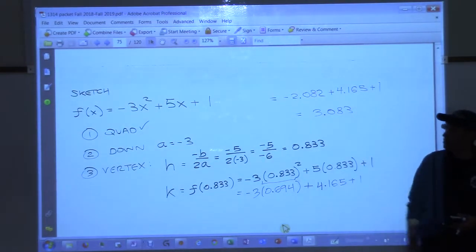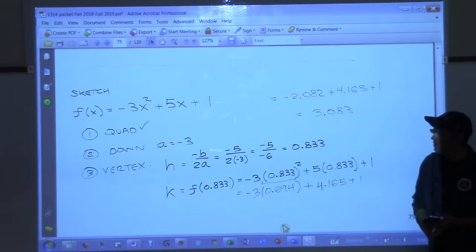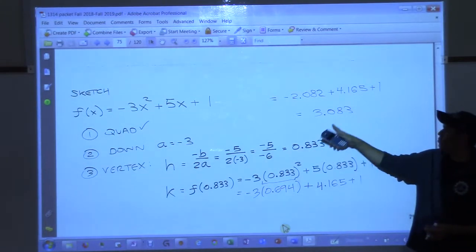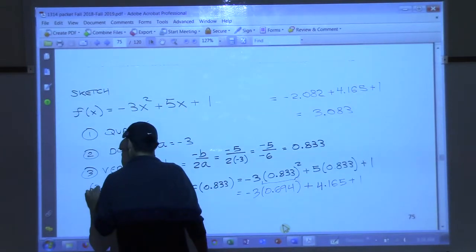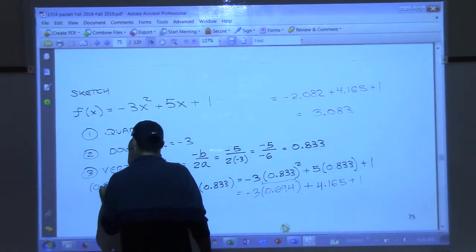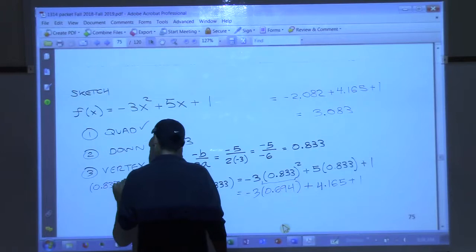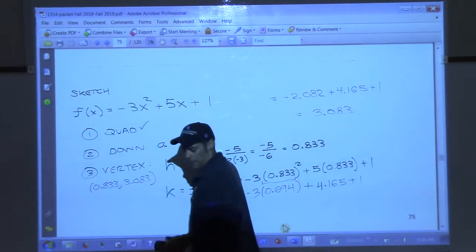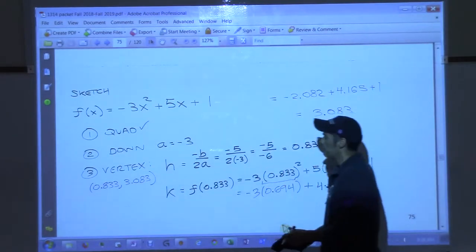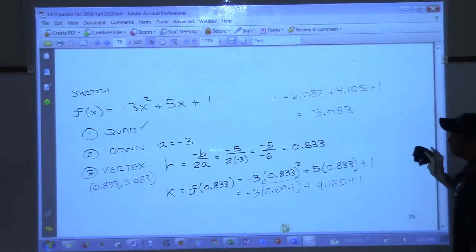Confirm, yes? Okay. So we have a vertex now, right? We have the x-coordinate, which is this, and then the y-coordinate. So I'm going to write the vertex down over here as a point. The point is 0.833, comma, 3.083. All right, and then I'm going to erase all this work because I'm done with the vertex.